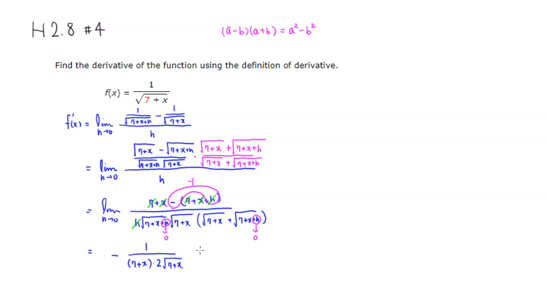Right? So if you clean it up, this is going to be -1 over. So there's a 2 there. So I took care of a negative sign and a 1 and then 2. If you combine 7 plus x times square root of 7 plus x, the square root is 1/2 power, so it's going to be 7 plus x raised to the 3/2 power. So let's type it in.